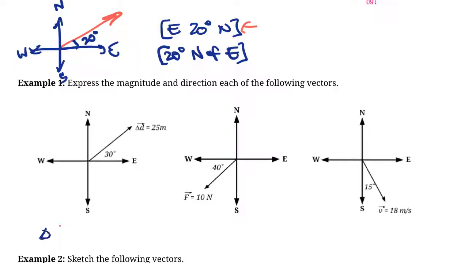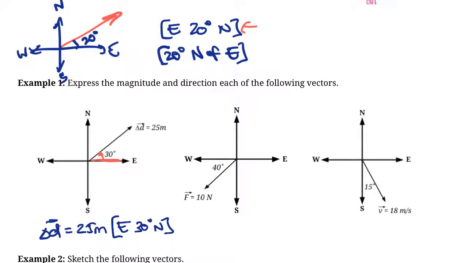We would say delta D, with the arrow on top, is equal to 25 meters, and then we put the direction in square brackets. That always indicates a direction. You know that from just working with north, south, east, and west. But the direction here, we would say we're starting at east, and we're going 30 degrees north. That's what's given. All right, see if you can try the second one. Pause the video here and see if you can describe that vector.